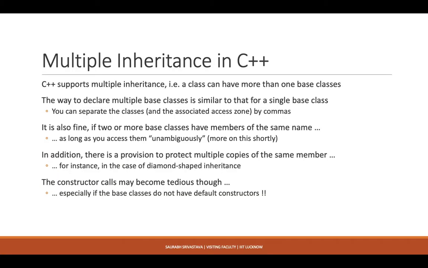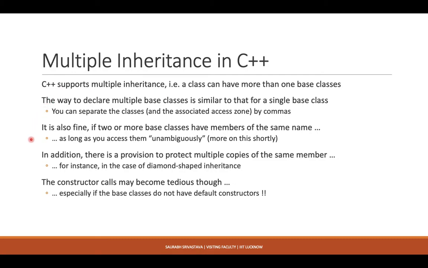So the first thing you should know is that C++ does support multiple inheritance. There are certain languages, for example, which do not support multiple inheritance, but C++ does. So in C++, you can therefore have more than one base class for a particular class. The way to declare multiple base classes is very similar to how you do it for a single base class. You basically separate these classes by commas. Of course, you'll also need that access specifier in order to tell where the elements from this class are going to land in the derived class.